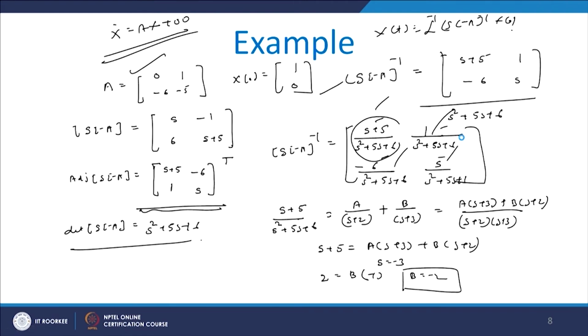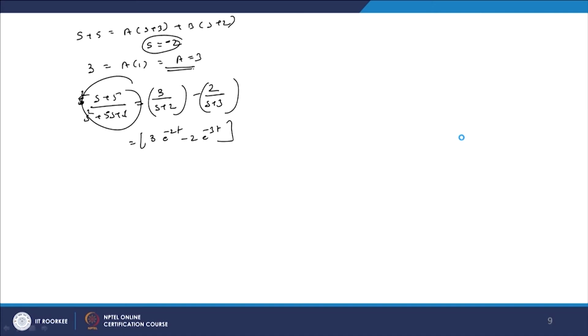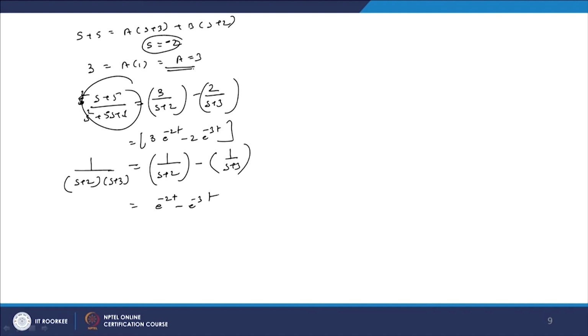So, similarly, we can write down 1 by s plus 2, s plus 3, that is equal to 1 upon s plus 2 minus 1 by s plus 3. So, you will find that if you solve it, 1 by s plus 2 and s plus 3. Now, we have to take the inverse Laplace transform for this, and we will get e raised to minus 2t minus e raised to minus 3t.